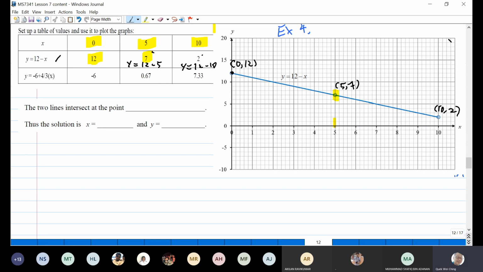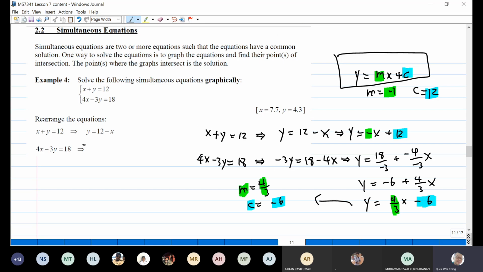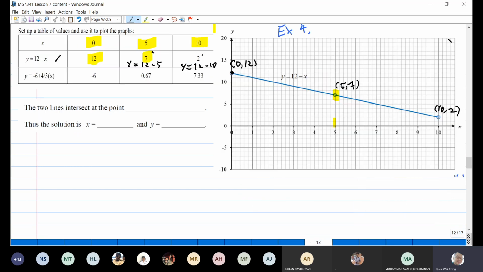Now you look at the second one. Where does the second one come from? The second one is actually this graph, 4x minus 3y equals 18. Convert to this one. So using this one, you can see, when x equals 0, what happened to y? y equals minus 6, right? So (0, -6) is another point here.